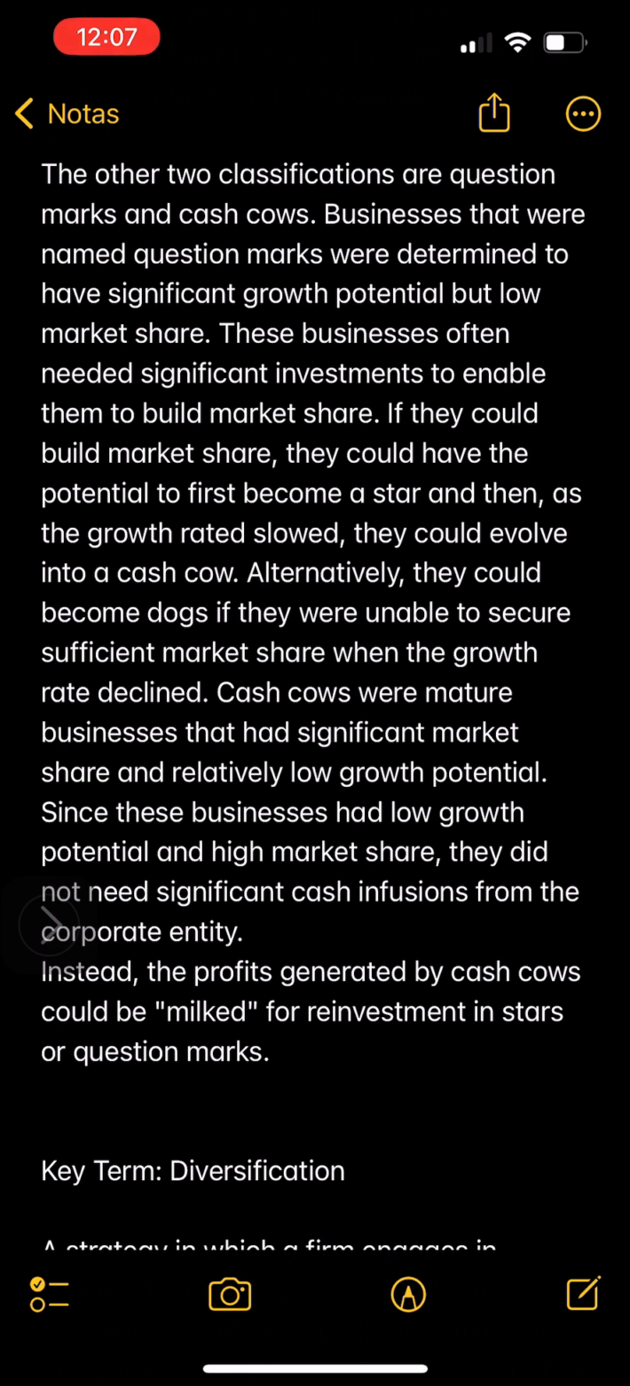Cash cows were mature businesses that had significant market share and relatively low growth potential. Since these businesses had low growth potential and high market share, they did not need significant cash infusions from the corporate entity. Instead, the profits generated by cash cows could be milked for reinvestment in stars or question marks.